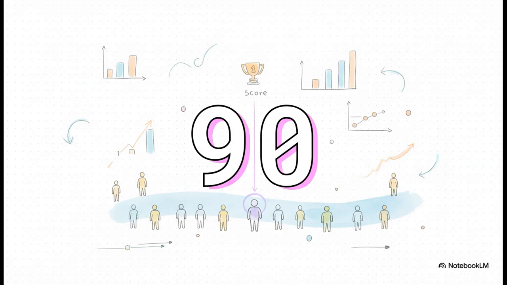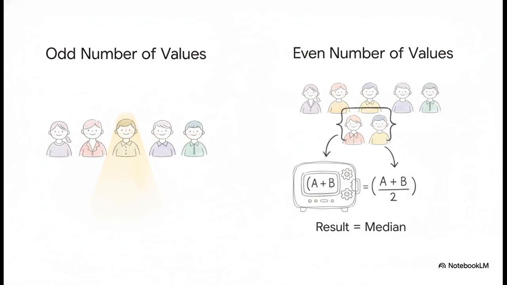It tells us that half the players scored below 90 and half the players scored above it. It's the true halfway point. Okay, so you might be thinking, well, what happens if you have an even number of scores and there's no single middle number? Great question. It's actually pretty easy. You just find the 2 numbers sharing the middle spot, add them together, and find their average. You just split the difference.